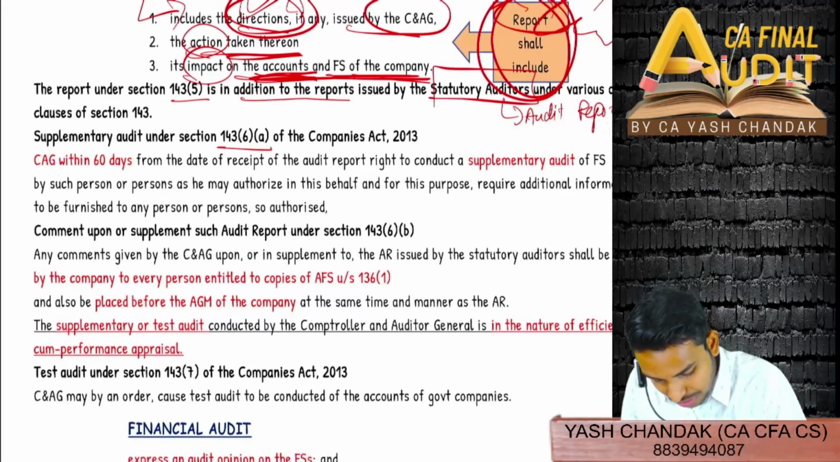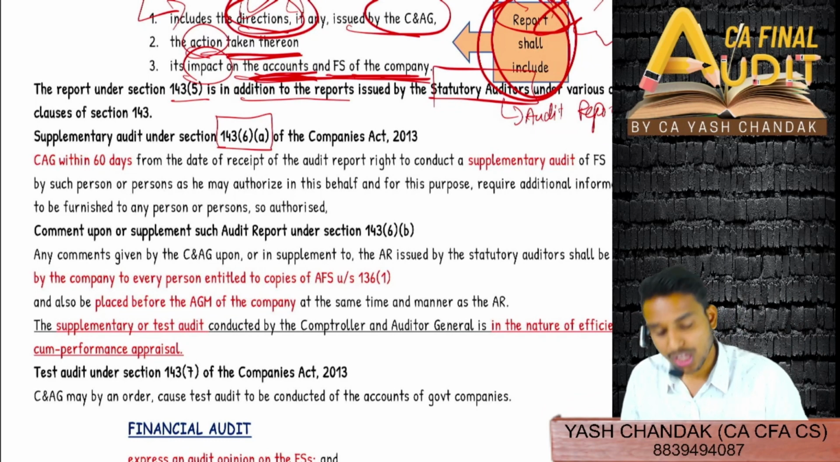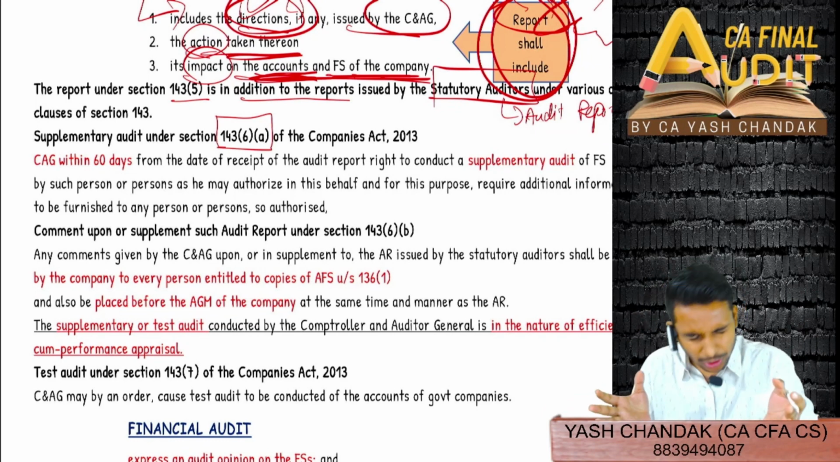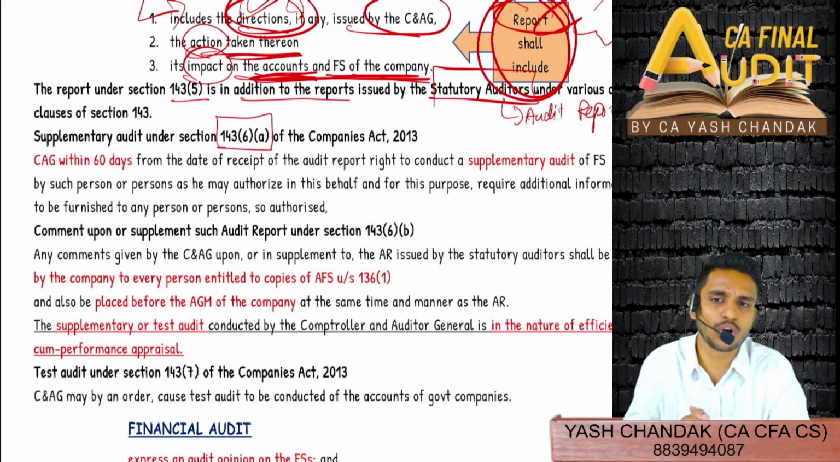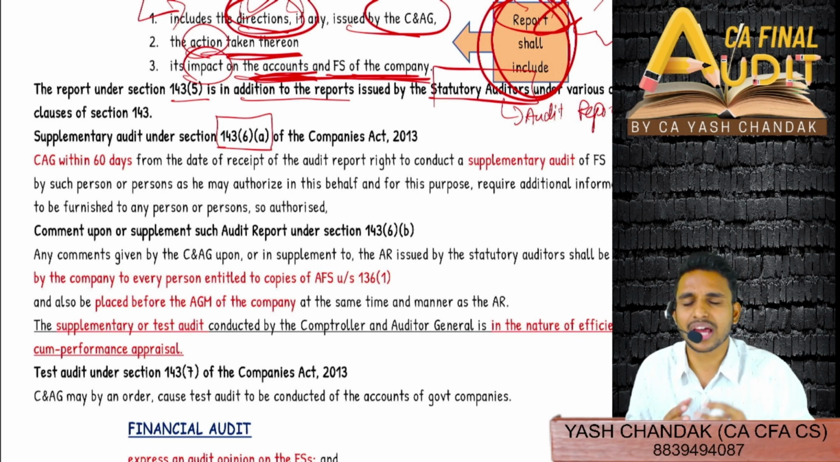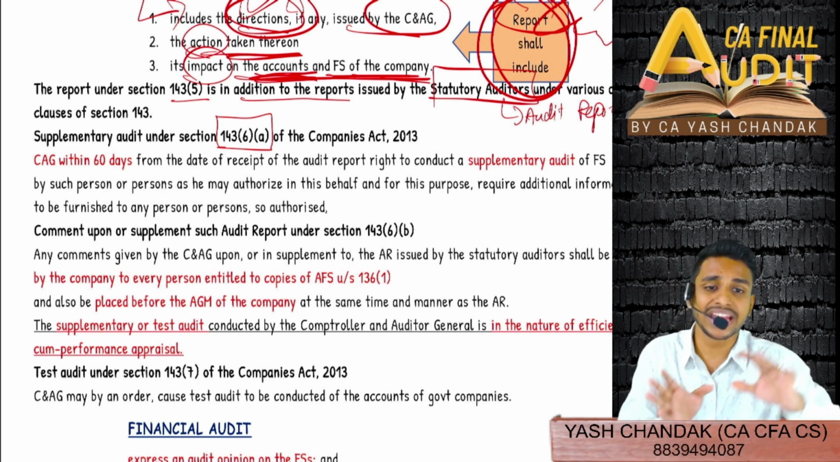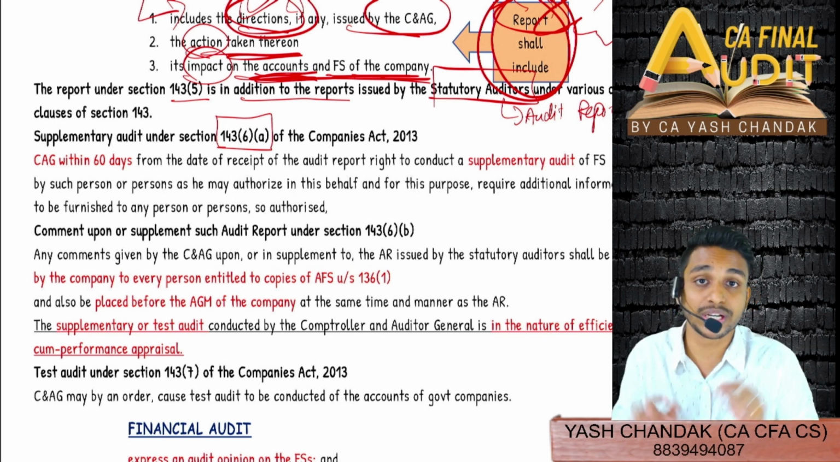Then 143 subsection 6, clause A and clause B. So if at all the CAG is not satisfied with the auditor, then he can assign the same auditor, or he can appoint a separate chartered accountant to do what?